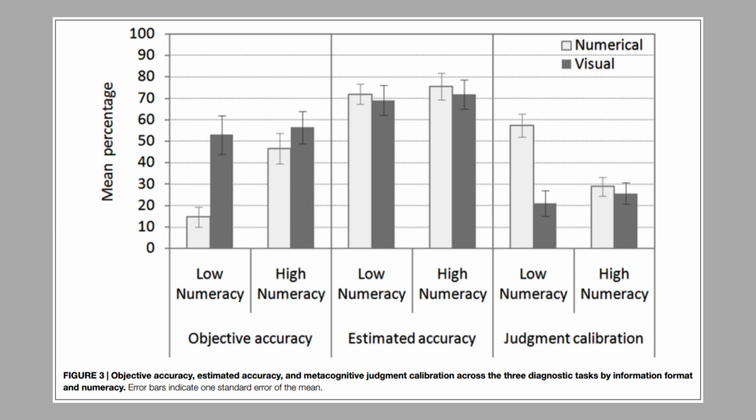We can see that visual aids greatly increased objective accuracy. What's also interesting is the difference in judgment calibration. Again, judgment calibration was calculated as the difference between an individual's self-estimated score and their actual one. So a lower rate of judgment calibration means that it's actually more accurate. And as we can see, rates of judgment calibration are much lower for the low numeracy group when visual aids are present.